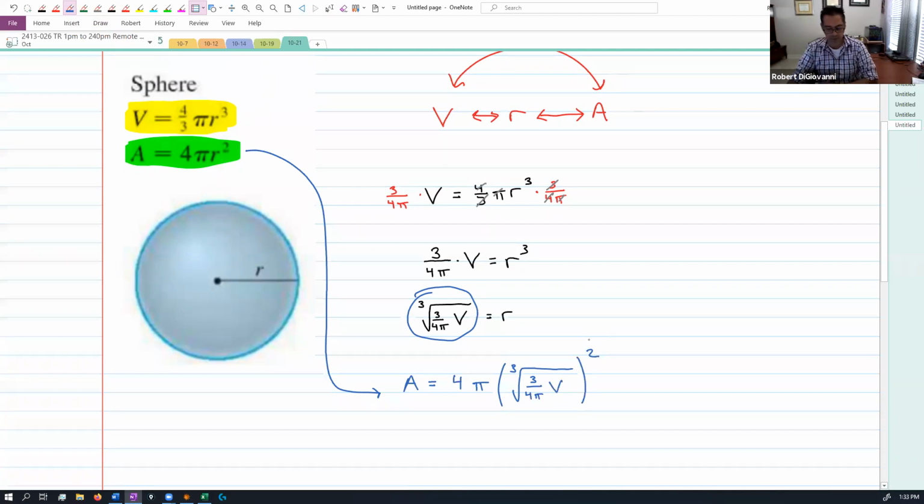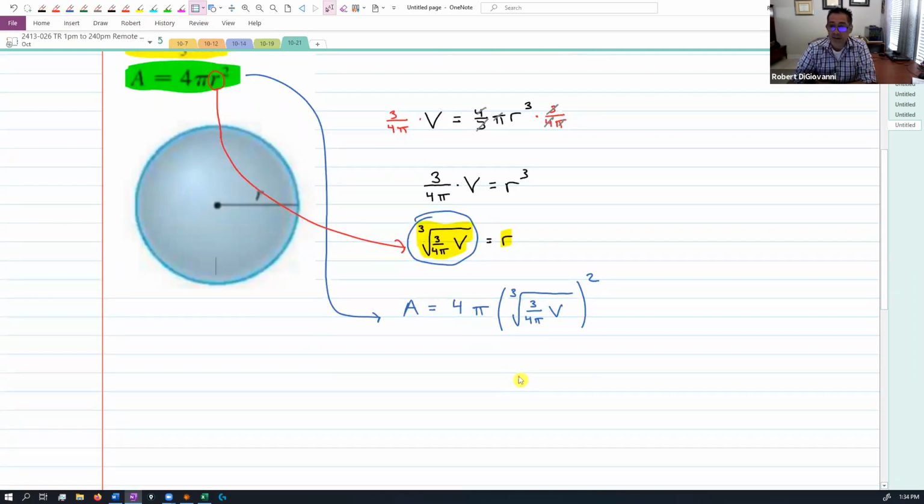And square it. This is what R is. So I just took that formula right there and I replaced that R with this. And that's what you're looking at here. And as ugly as that might look, that is an equation that connects A and V together, right? There's an A in here, there's a V in here. So if I can differentiate this, then I know I'll get a dA/dt to pop out and I'll get a dV/dt to pop out.